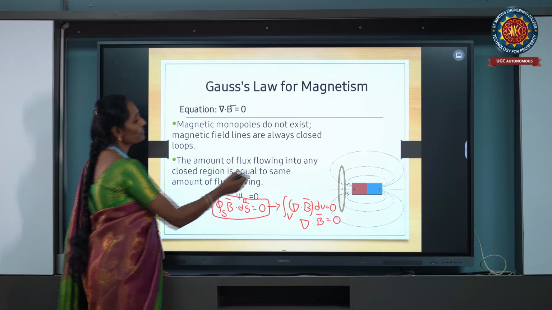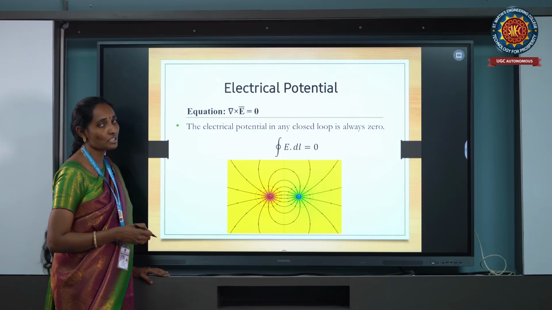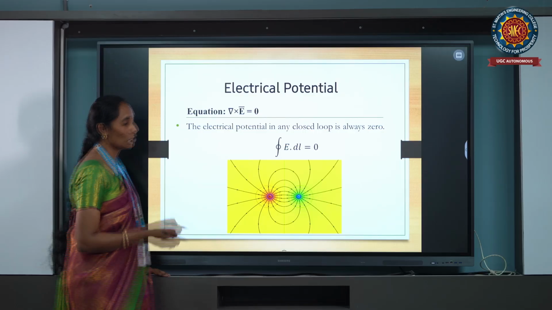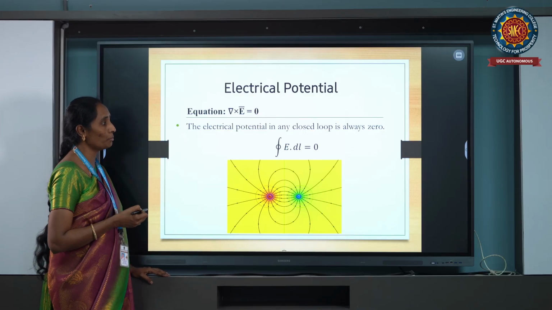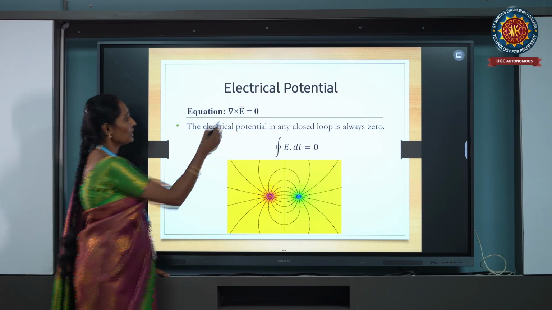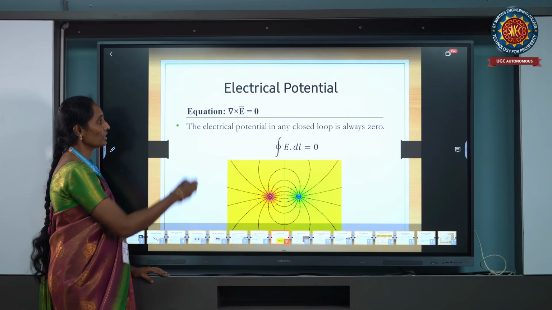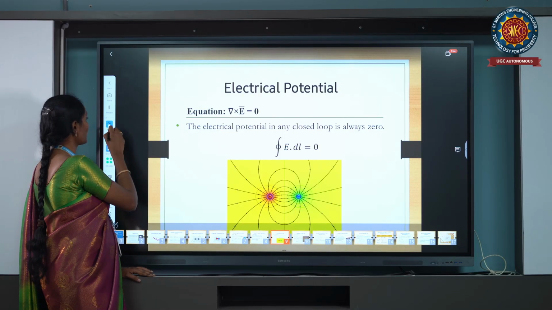Coming to Maxwell's second equation. Maxwell's second equation is derived from the potential. According to the potential formula, we derive the Maxwell equation for any closed loop. So the potential is equal to 0. That is equal to del cross E bar is equal to 0. How do you get del cross E bar is equal to 0? I will explain using the calculation.